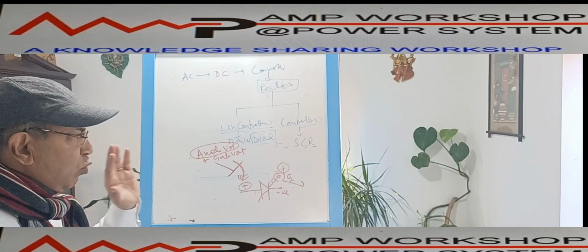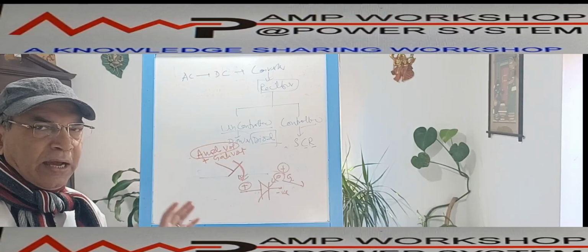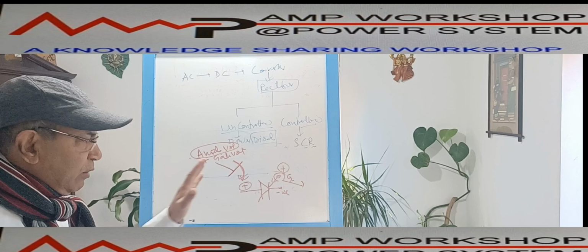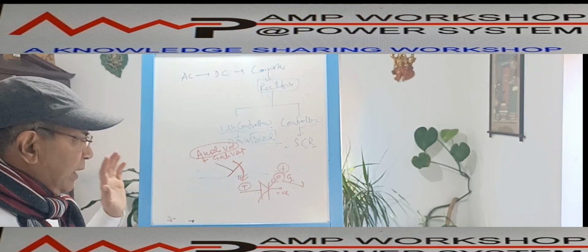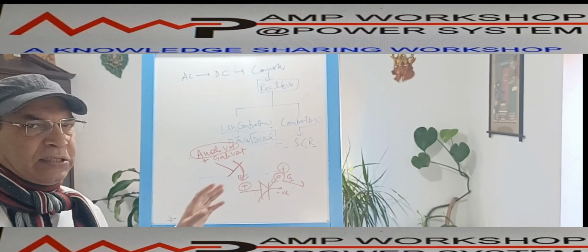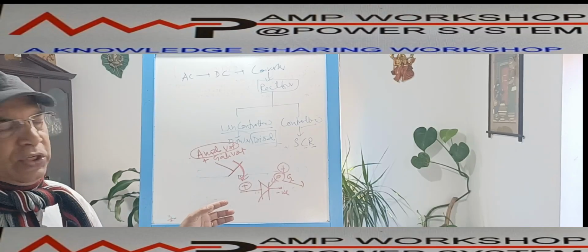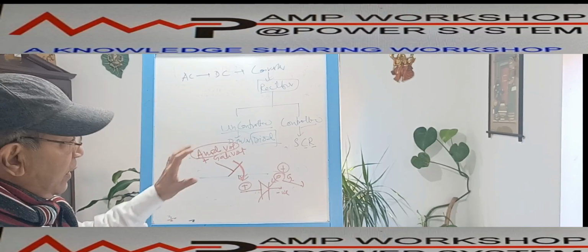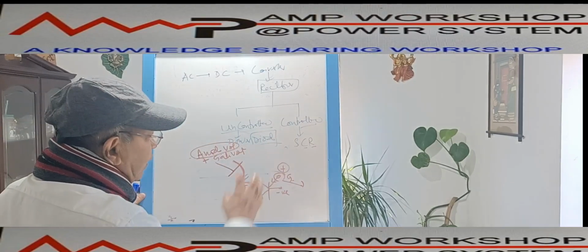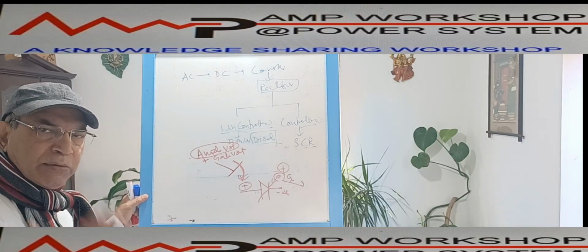So these are the two basic differences between the diode and the SCR. In the SCR we can control the switching on, that is one difference. And second, the SCR can be stopped from conducting by the method of commutation, which a diode cannot. But otherwise, the diode and the SCR both do the same job of converting AC voltage to DC voltage.